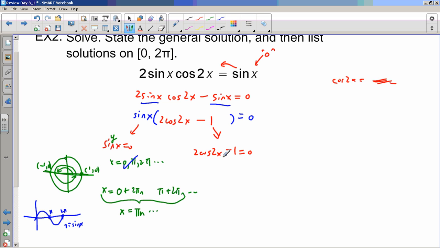And in this one, first of all, we need to shuffle things around. The one's got to go to the other side and divide by 2. And then I've got one of these ones where there's a period change, right? I'm actually going to solve the simpler problem where theta is in the place of 2x. So here, I let theta equal 2x, and I'm going to solve this simple problem.